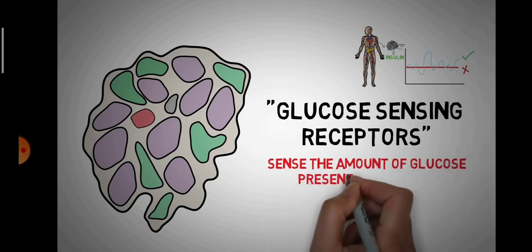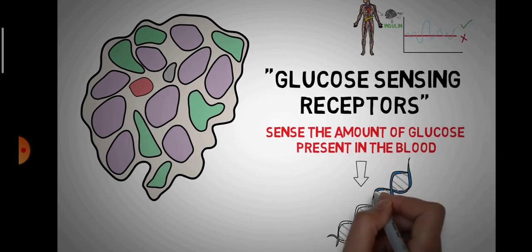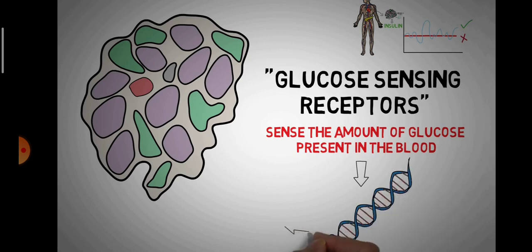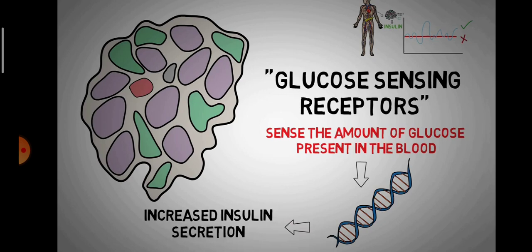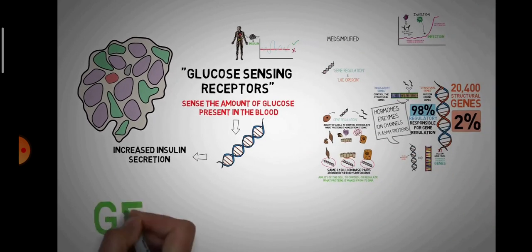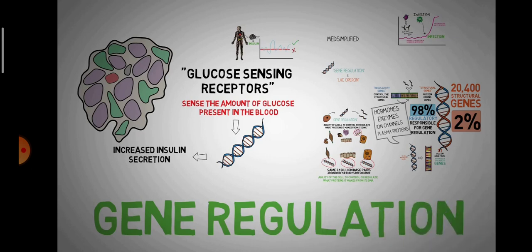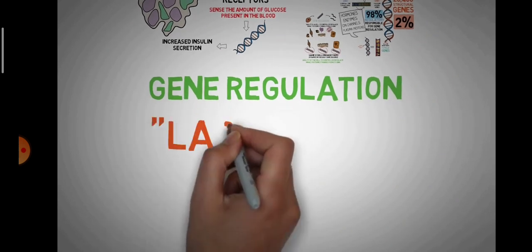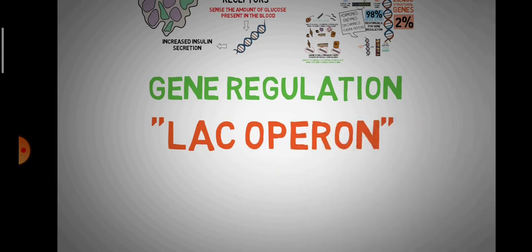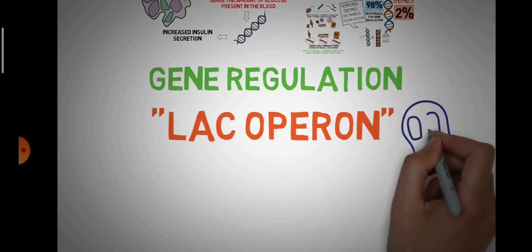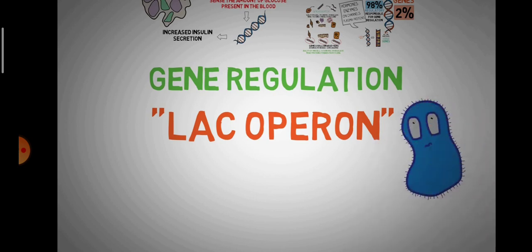When the blood glucose rises, it is noticed by these receptors, which send the information to the cell's DNA. The regulatory genes located behind the insulin genes note this and increase the amount of insulin that is being produced by the structural genes. This is one simple example of gene regulation. Gene regulation works in thousands of ways, but in this video we will look at a very basic model of gene regulation that operates in a bacteria known as E. coli, and this is known as the lac operon.